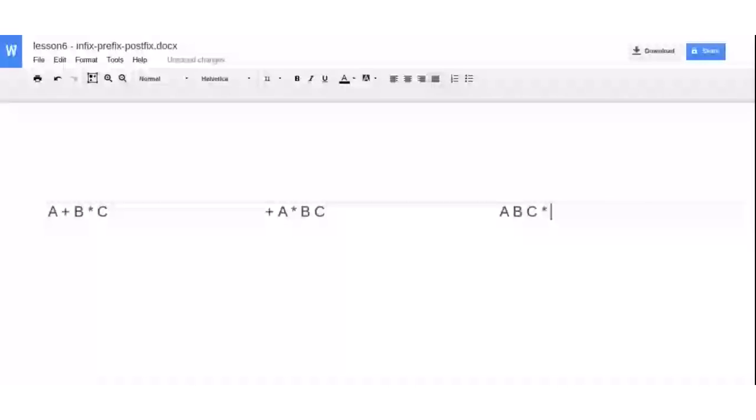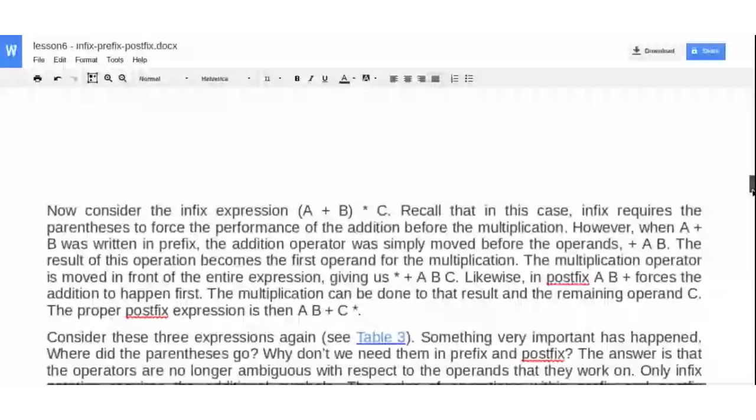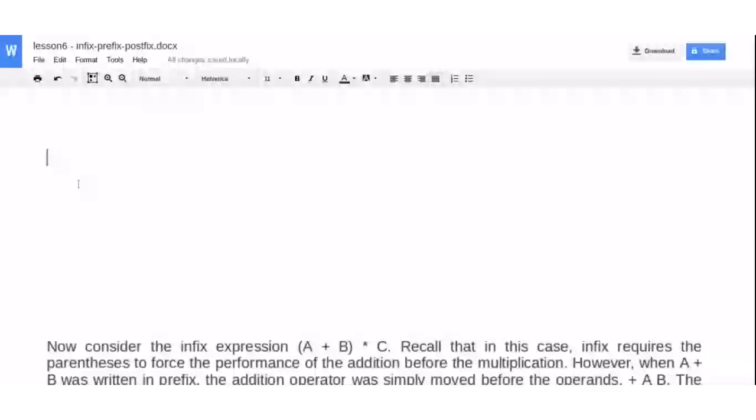Let me do that. I need to do this one differently. Let me go by the scrolling. I don't know why it is not allowing me to get some space here. Yeah, so I want to have this expression here. All right, so this is our expression now.